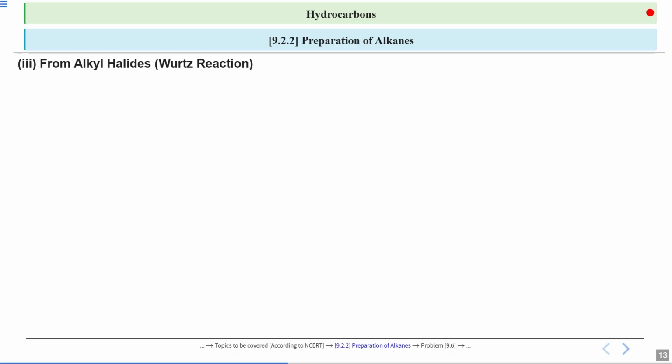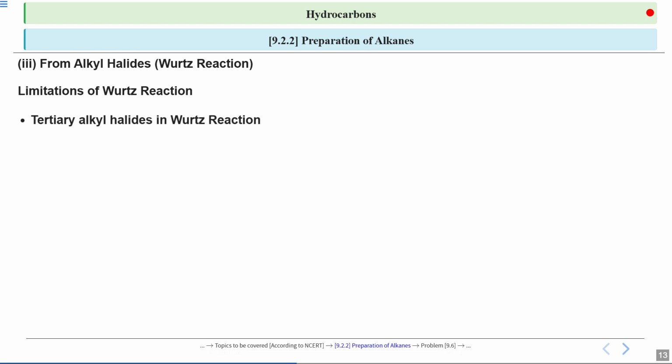Now let us discuss the limitations of the Wurtz reaction further. The next one is the preparation from tertiary alkyl halides in the Wurtz reaction. These compounds do not undergo the Wurtz reaction efficiently. This is an important point because it highlights the selectivity of the reaction based on the structure of the alkyl halides. When tertiary alkyl halides are used, the reaction tends to lead to elimination rather than coupling. This means that instead of forming the desired alkane, the reaction results in the removal of hydrogen halide, leading to alkene formation. This is a classical example of how reaction conditions can influence the outcome.